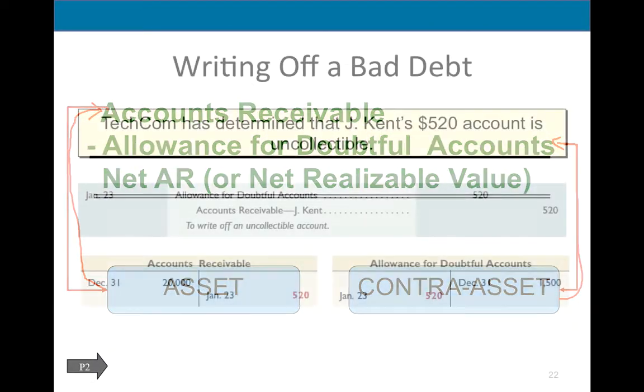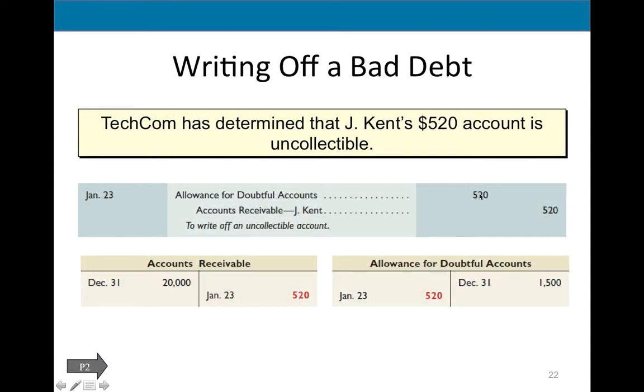So look what happens here. We actually know that JCAN cannot pay us $520. So we debit ADA, we credit AR. No expense, right? There are no expenses impacted. So look how ADA looks like. It's a permanent account, right? I thought $1,500 will not be collected, and then in reality, in January, I did not collect $520. Debit ADA, credit AR, both accounts are decreased.